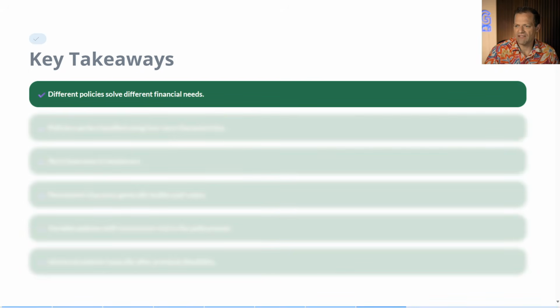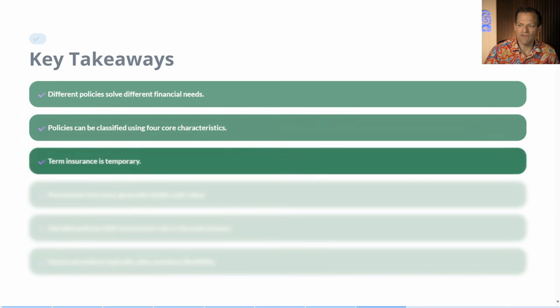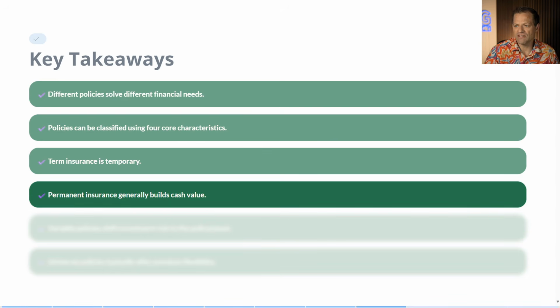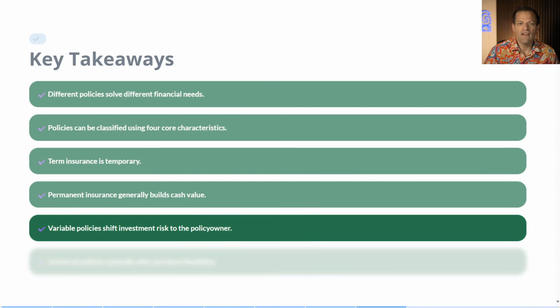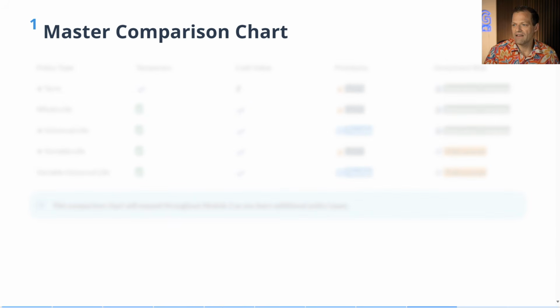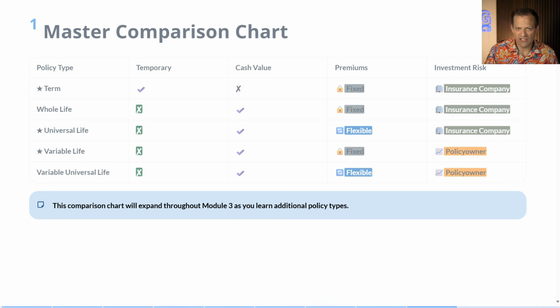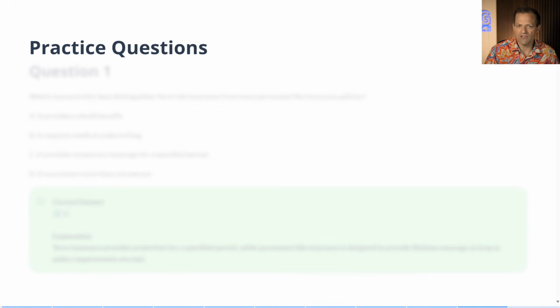So some key takeaways: different policies solve different financial needs. Policies can be classified using 4 core characteristics. Remember, term insurance is temporary. Permanent insurance generally builds cash value. Variable policies shift investment risks to the policy owner, not the insurance company. And universal policies typically offer premium flexibility, okay? So here's a chart here. Again, you can download this at our Life Health Exam Coach school link. That link is below. And then study this to help situate everything in your mind. Okay. And this will come in handy as we go through it.